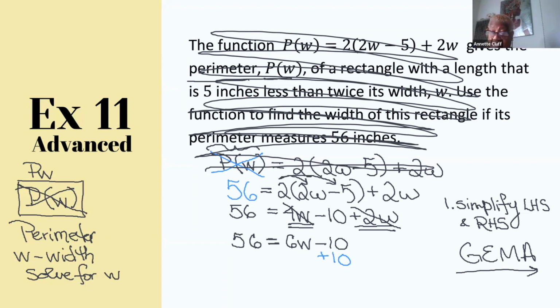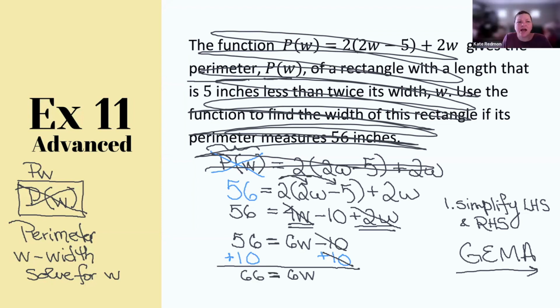I made a change, so I need to do what? 56 plus 10, and I canceled out those two tens, -10 and +10. That lets me bring down my 6W. 66 equals 6W. Beautiful. It's going to be 6. Adding, subtracting, multiplying, or dividing? Dividing. Beautiful. Okay, so I divided by 6 on the one side to get rid of it, and now what do I do? Now I'm going to have 66 divided by 6.